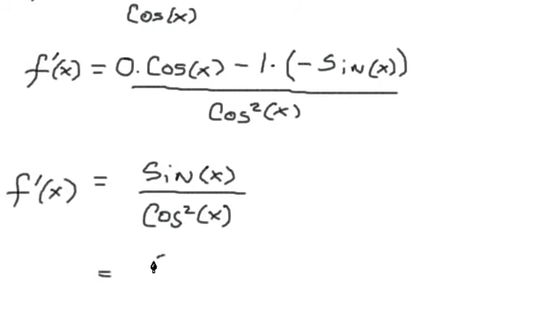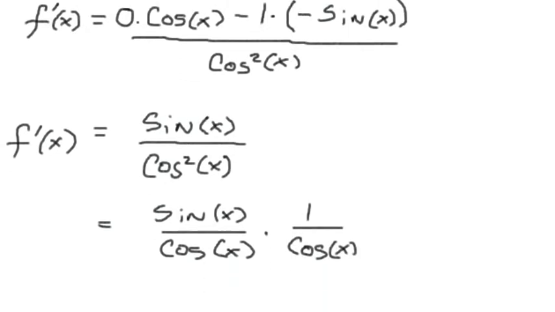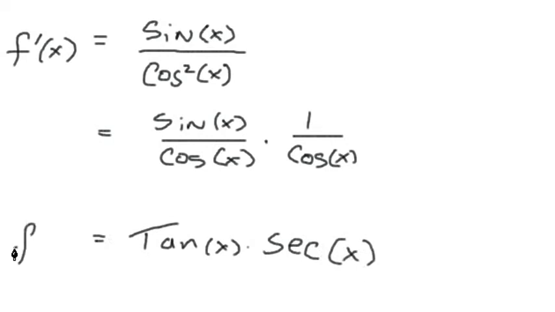Alright, and I'm going to rewrite this. This is sine x over cosine x times 1 over cosine x. Sine x over cosine x is tan x, and 1 over cosine x can be rewritten as secant x. So that is f prime of x is equal to tan x times secant x.